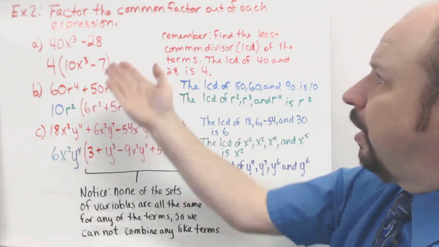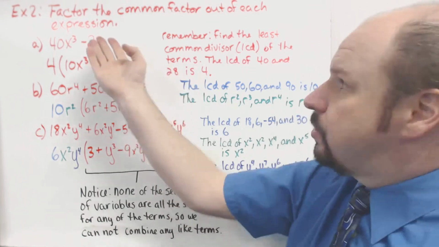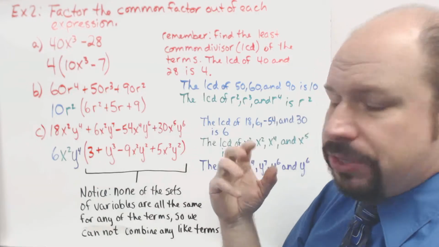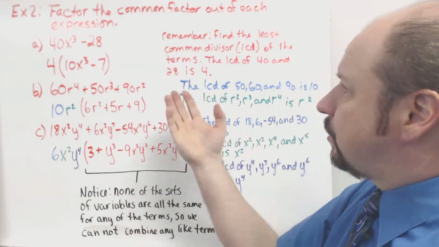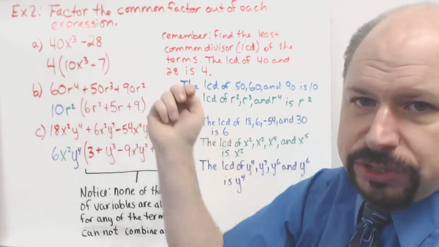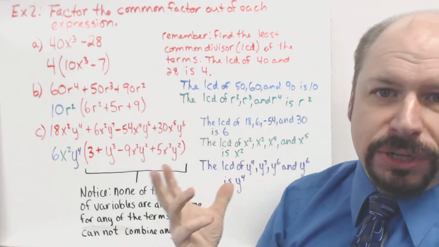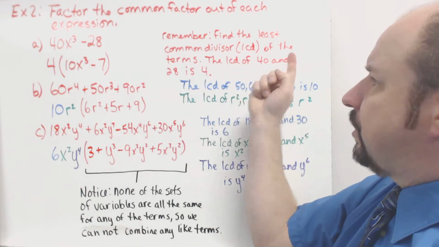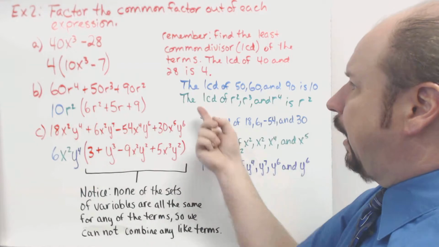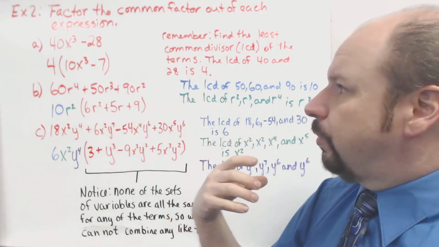Okay, so next, we're just going to take a look at factoring real quick. So we're just going to factor a common factor out of each expression. So this is just kind of a reminder of how to do that. So in our first one, 40x cubed minus 28. So remember, what we have to do is find the least common divisor, or LCD, of the terms. So the LCD of 40 and 28 is just 4. So we're going to factor out a 4 from each of those terms.